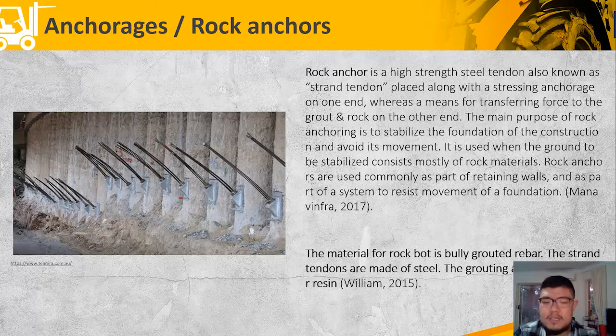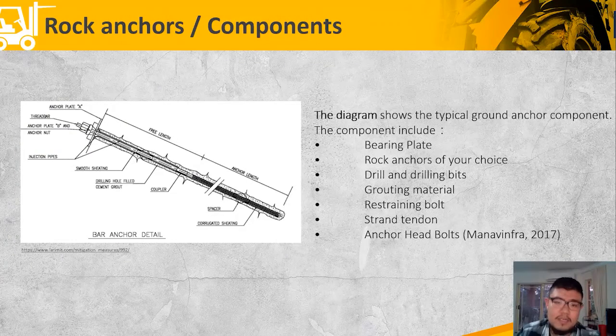The strand tendons are made out of steel. The grouting agent is cement or resin. So this is the basic component of the rock anchor. The diagram shows typical ground anchor components. The components include a bearing plate and rock anchor of your choice, a drill or drilling bits, grouting materials, a retaining bolt, strand tendon, and anchor head bolt.